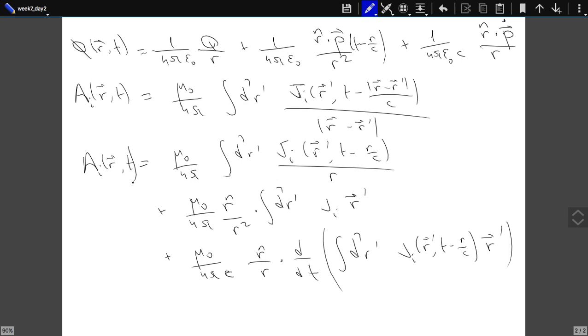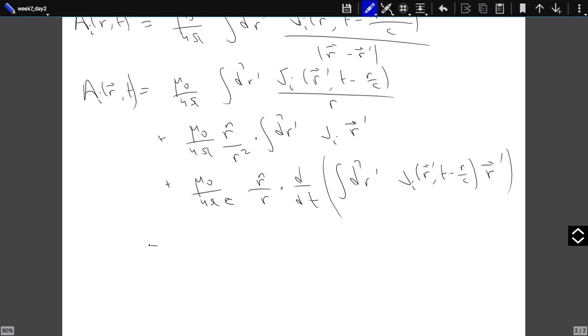Well, we know that this is 0. The first term will be 0. There is no magnetic monopole. Well, it won't be 0, by the way. You see, this is time dependent.